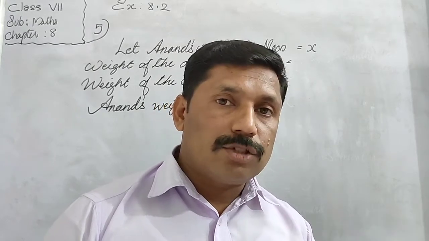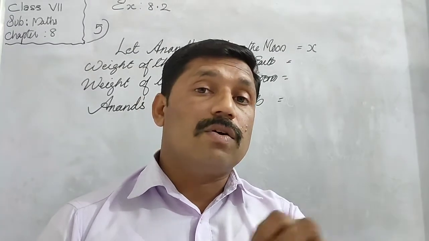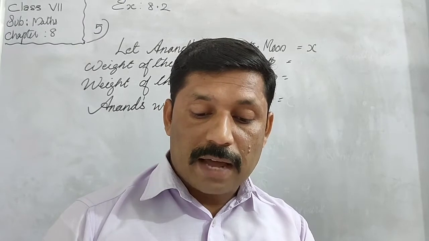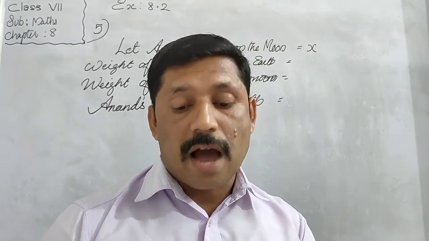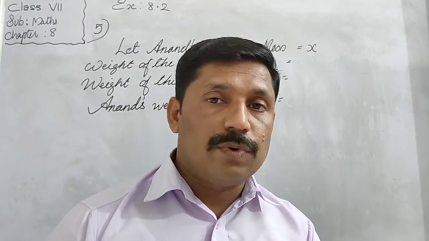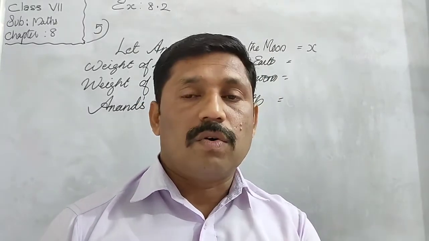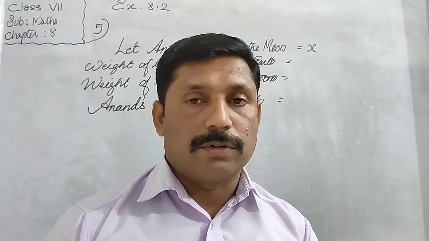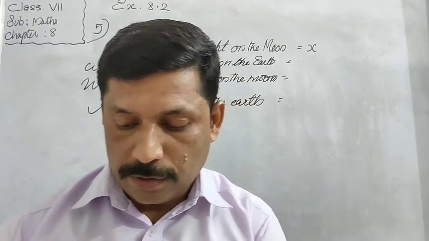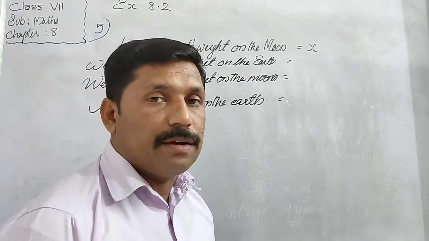So here in the question, it is told that the weight of an object on the earth and on the moon are in proportion. The weight of an object both on earth and on the moon is given here, and Anand's weight on earth is also given. So these four quantities form a proportion. The missing value we have to find out. Here Anand's weight on the moon is missing.